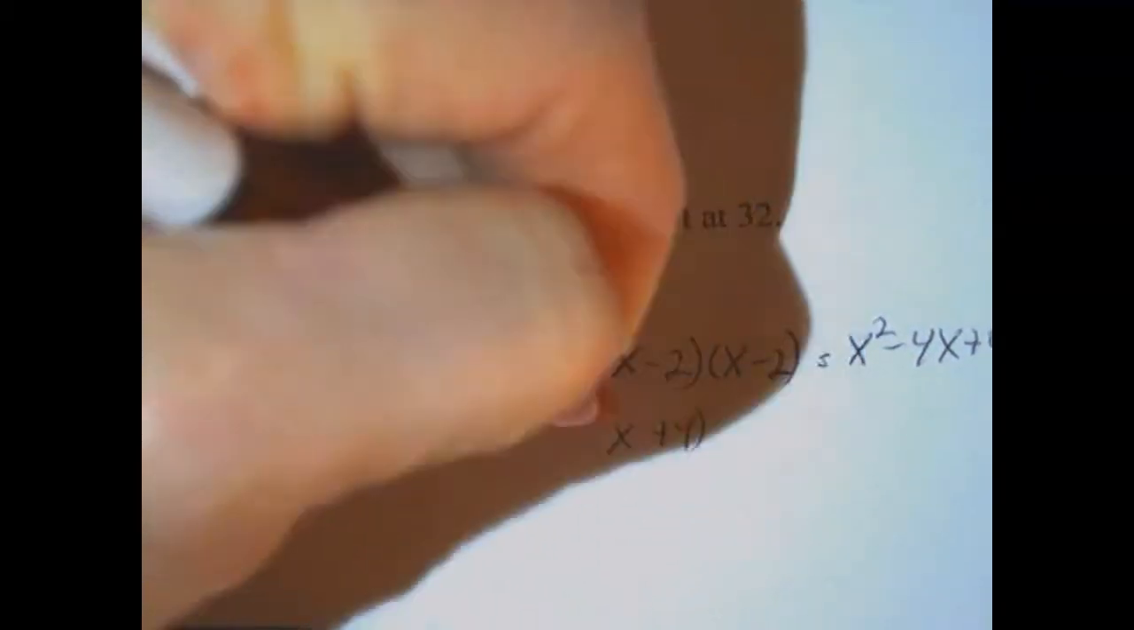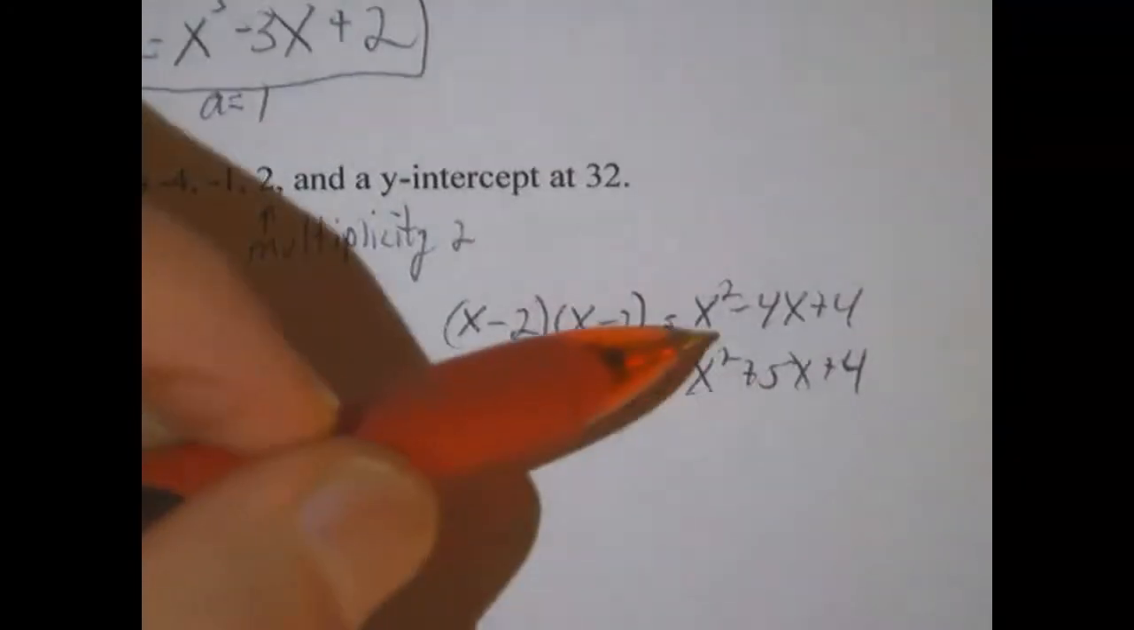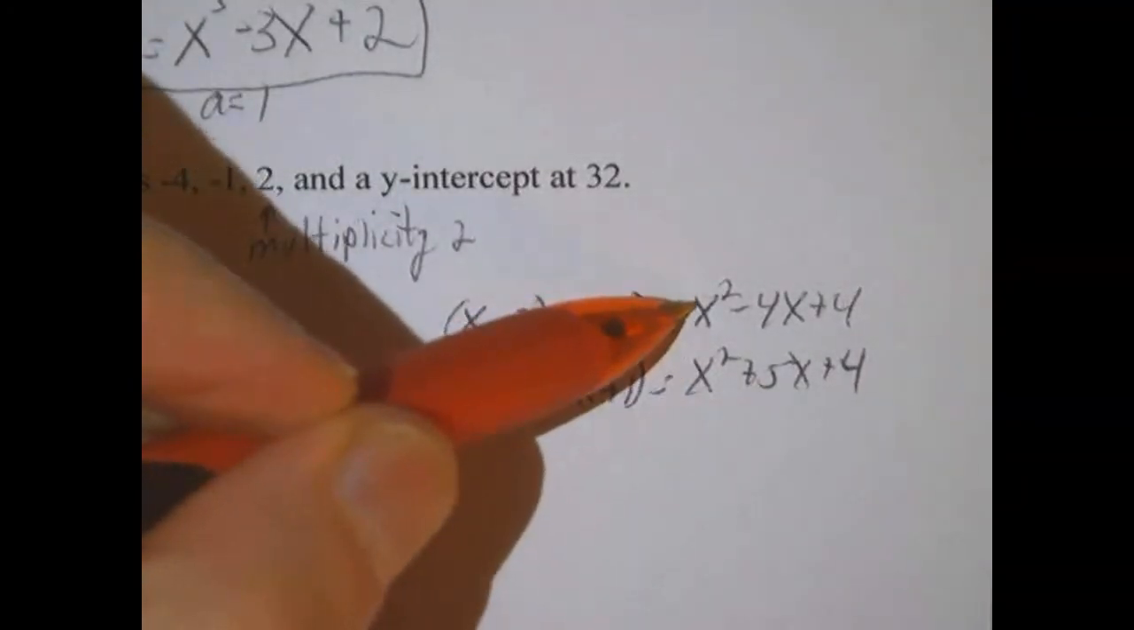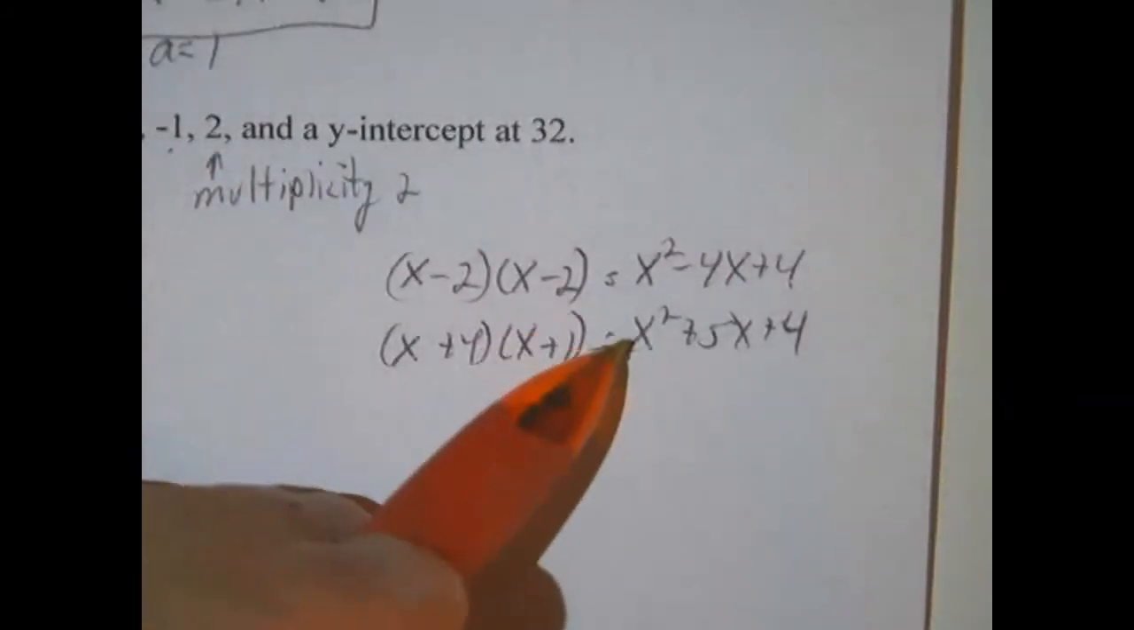So I'm just going to write down both of them here. x plus 4 times x plus 1 is x squared plus 5x plus 4. Now, this is 3 times 3. If I multiply this times this, which is what I have there, because I have to multiply this all out, right? If I multiply these together, it's going to give me 9 terms.